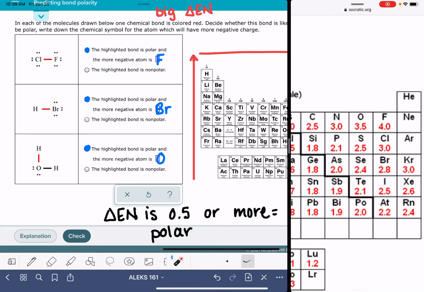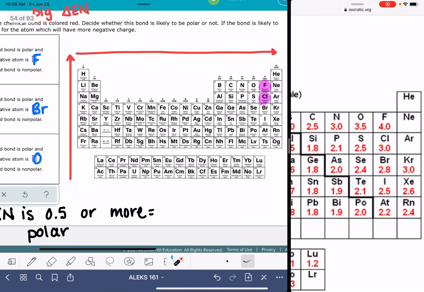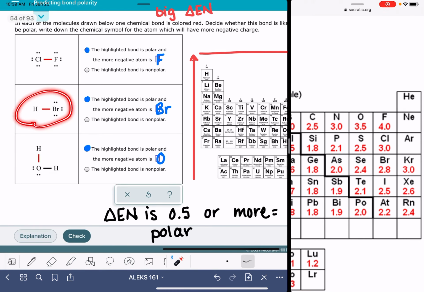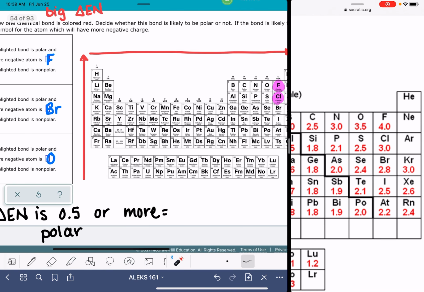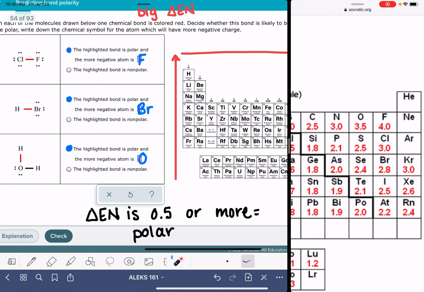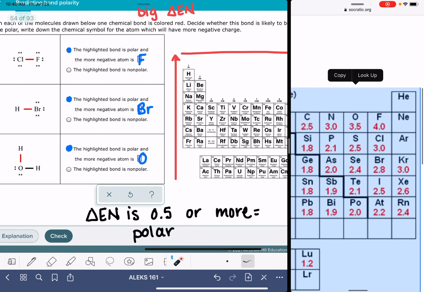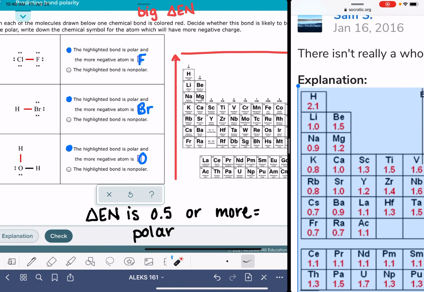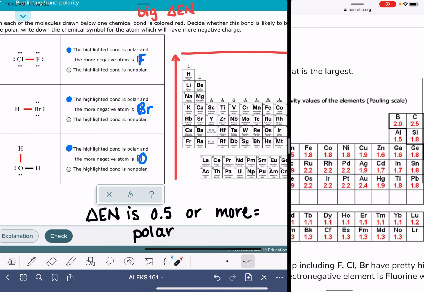I would only encourage you to take the time to do this if, on ALEKS, you're given a problem or a molecule where the atoms are close together on the periodic table. If the atoms are really far apart from each other on the periodic table, don't worry about it. That's going to be a polar bond, no big deal. But if they're close together, double check on here, or maybe just double check all of them. It doesn't really hurt. And it's a super easy calculation.